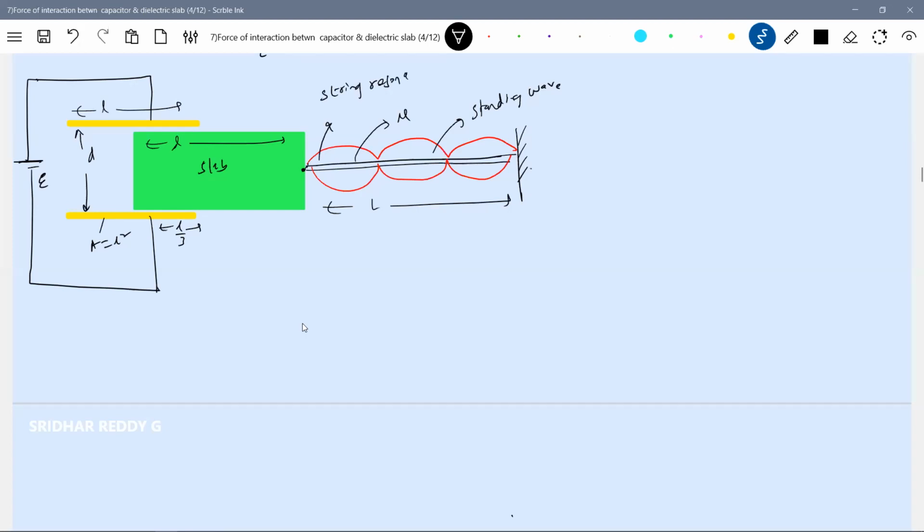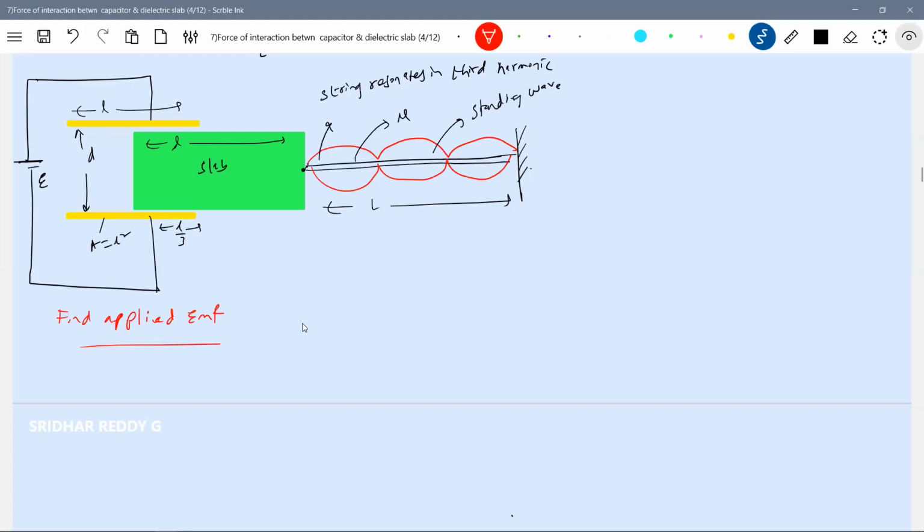String resonates in third harmonic. Find applied EMF E. This is what happens in most of our physics problems. The moment you learn, you will start applying it to the other ideas there.